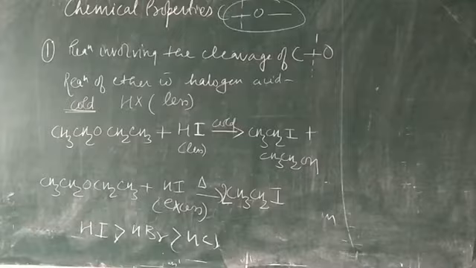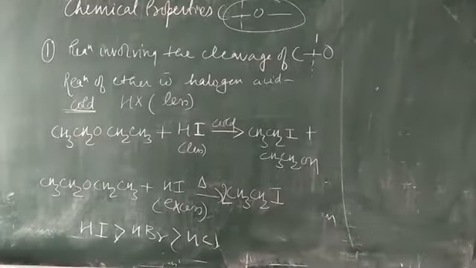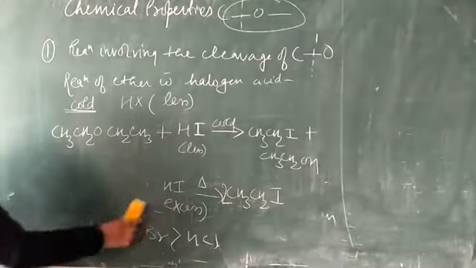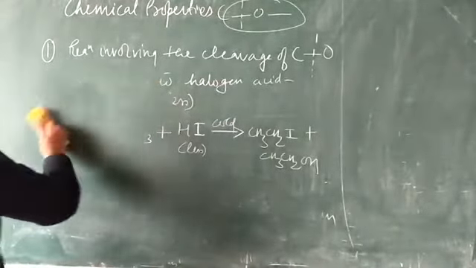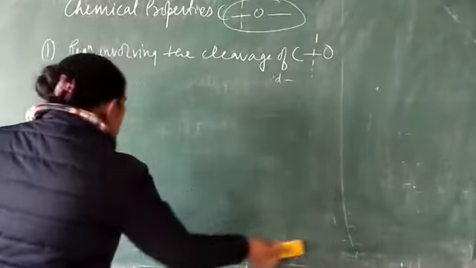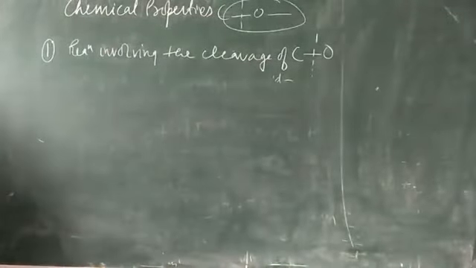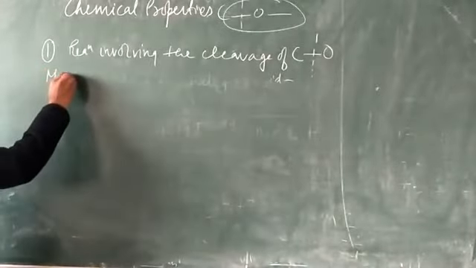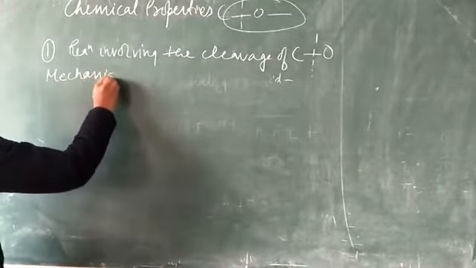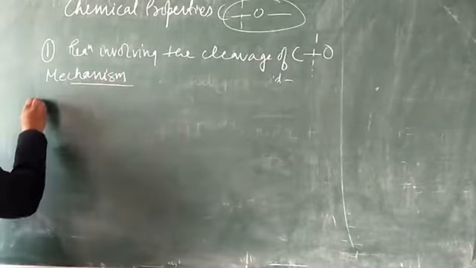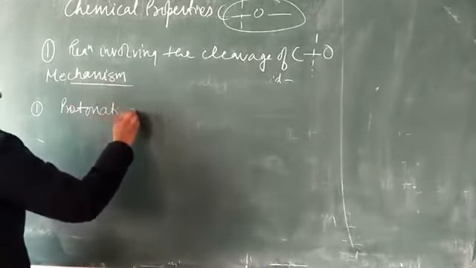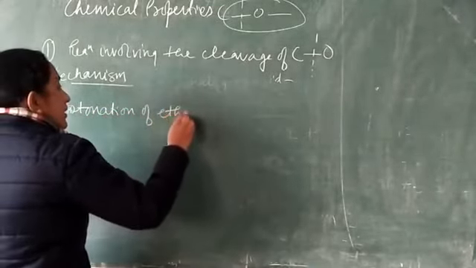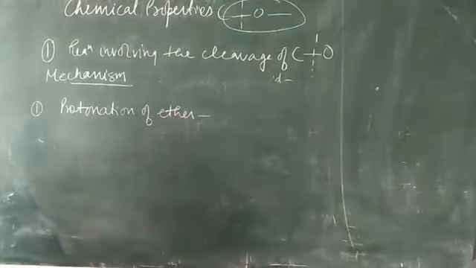Now, students, we will see the mechanism of this reaction, and then we will come to know the second important thing that I wanted to tell you, the two things we have to keep in mind. The first one was regarding the reactivity of the halogen acid, and the second one I will tell you at the end, after the mechanism. The first step of the mechanism is the protonation of ether.